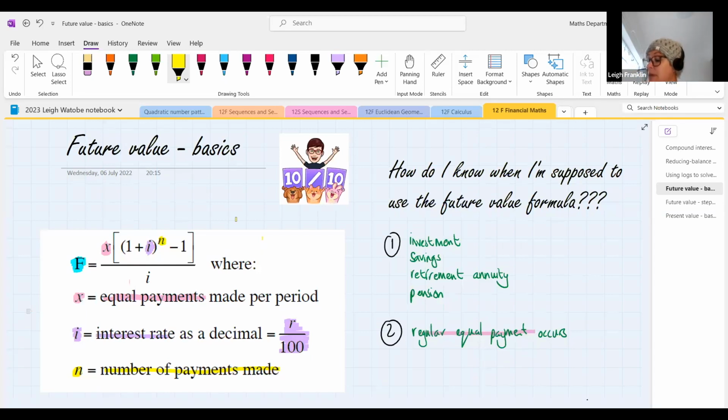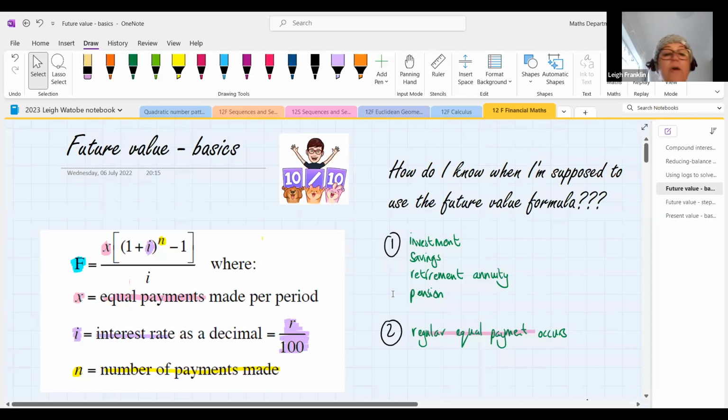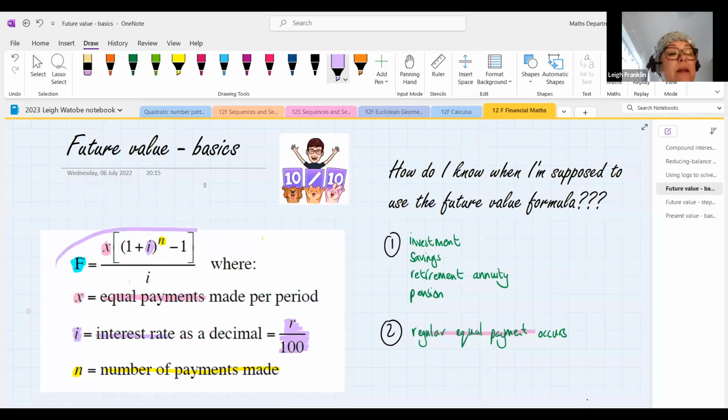Sometimes a payment can be made immediately and then again at the end of every single month, or sometimes payments are made at the beginning of the month. It just depends. So N represents the number of payments that are going to be made. Hopefully now you're feeling a little bit more confident about when you're supposed to be using the future value formula. You've got your I at the bottom as well. You've got to read your questions very carefully.